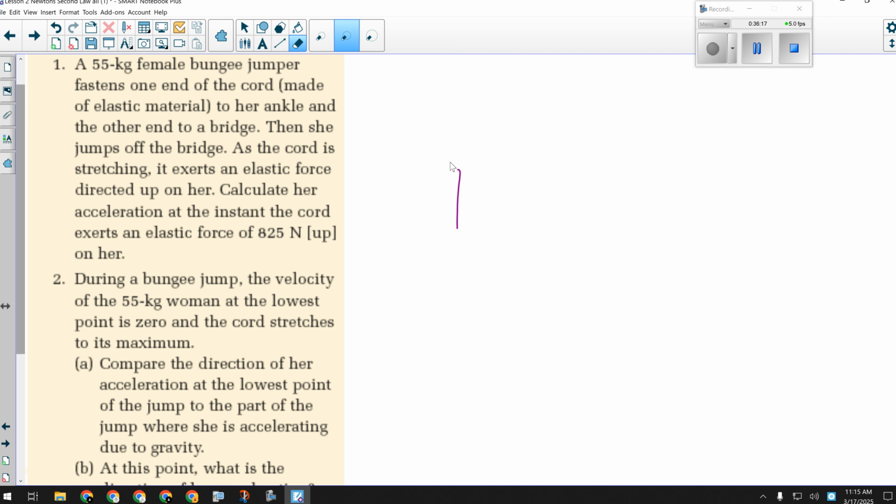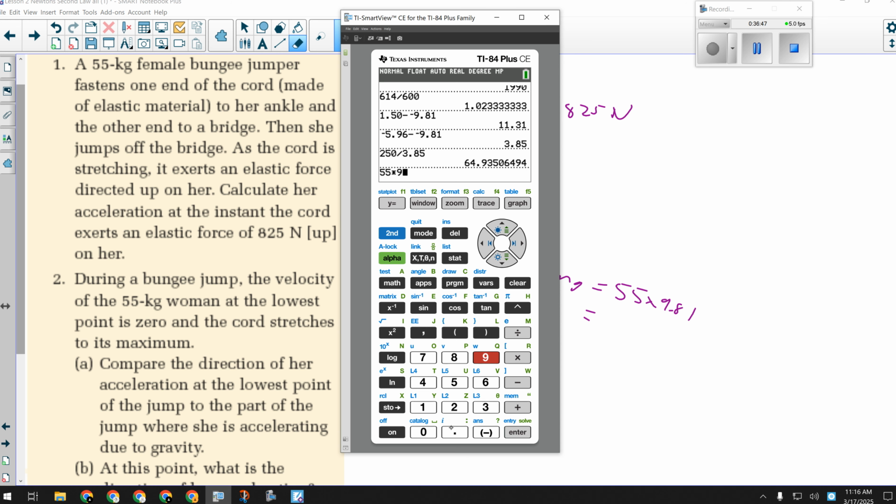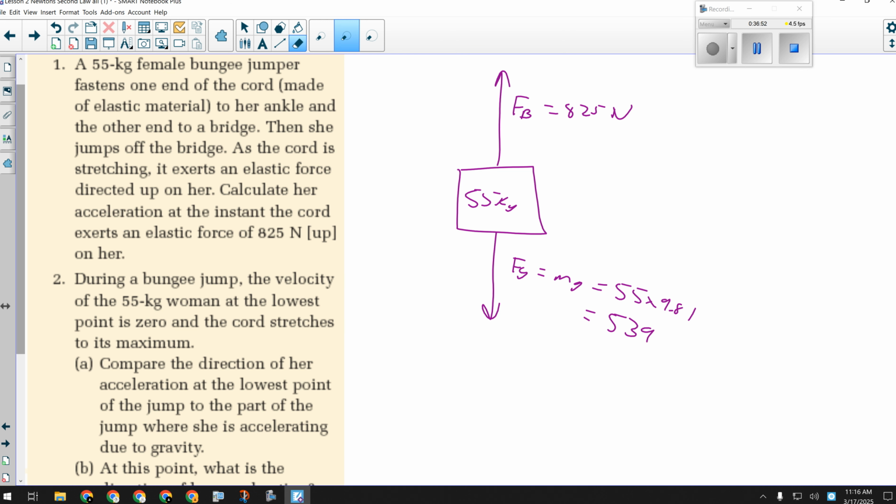So in this one, for the bungee jumper, we know that their mass is 55 kilograms. We know that the force of the bungee cord, so we'll say FB, is upwards. We know that it is 825 newtons. And we know that there's a force of gravity downwards, and since we have her mass, we can also calculate that. 55 times 9.81. So we're looking at 539.55 newtons. We have the two forces.